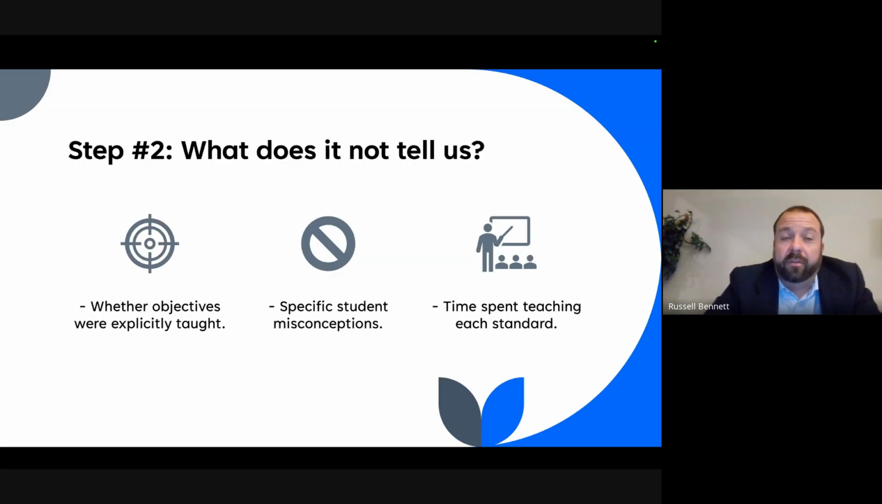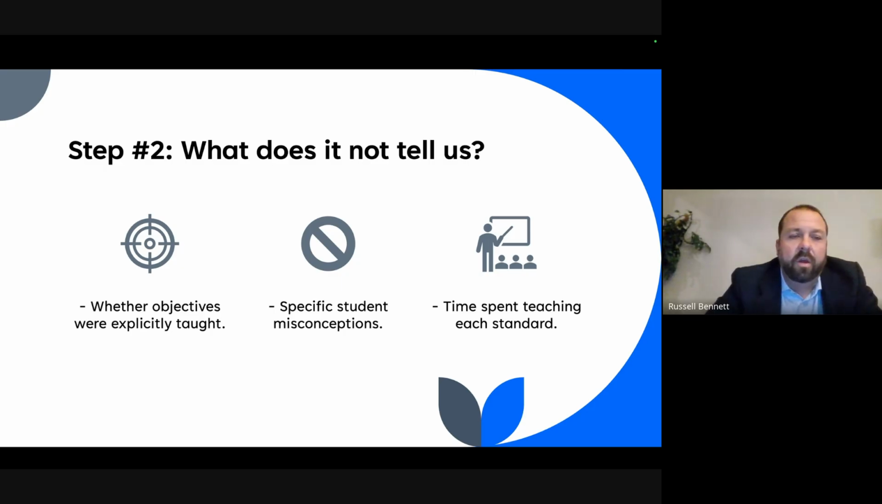And then continuing to look at it, we looked at what the data does tell us. Now, what does this data not tell us? By looking at everything, we can see that, were there specific student misconceptions? Did they not understand some of the things there? How much time was spent teaching each standard? When you get in the classroom, did they spend the same amount of time on standard 1 as they did on standard 3? Or was one rushed through and one not? Is that why we see the big gap in percentages there?